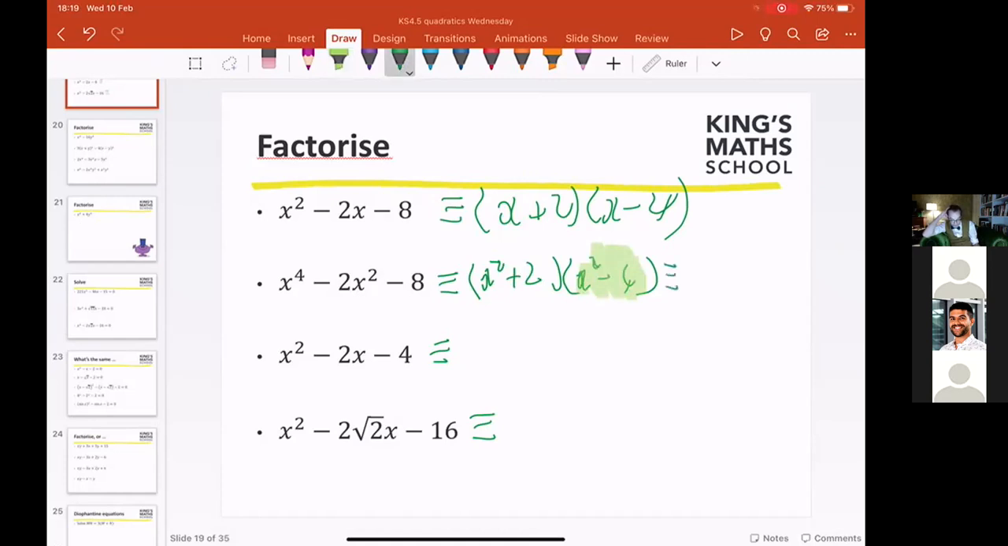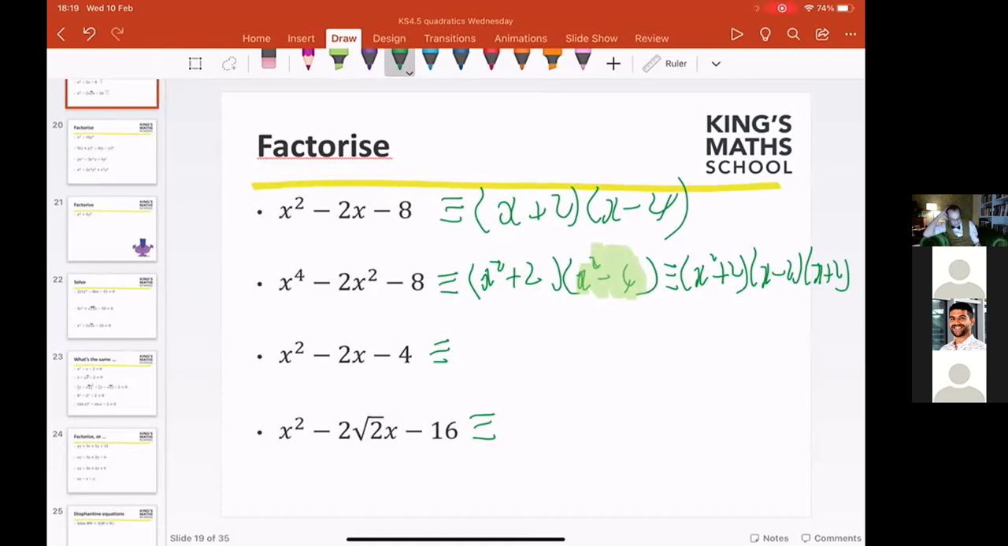So you really want your students, your year 11s, or your year 10s at the right junction, to be on their toes for the difference of two squares. Always, always, always be looking out for the difference of two squares. It's so, so useful. So you want to go, right, that's x squared plus 2, x take away 2, x plus 2. What about the next one?